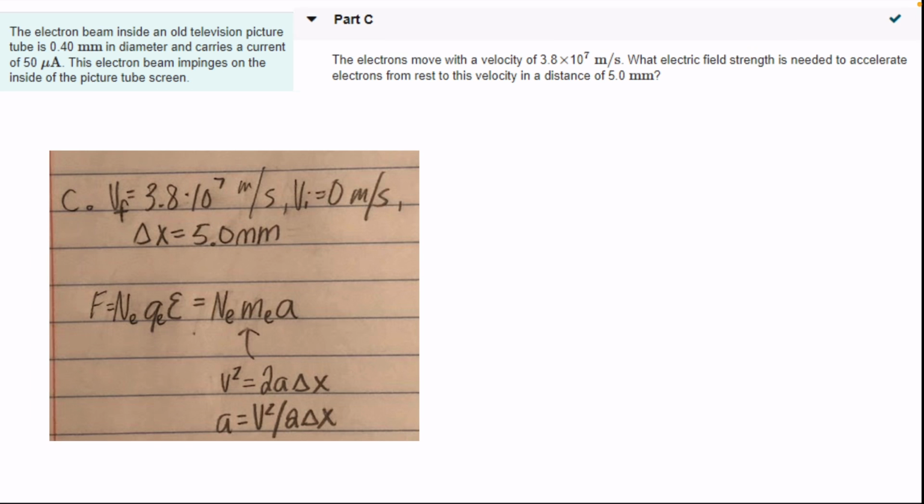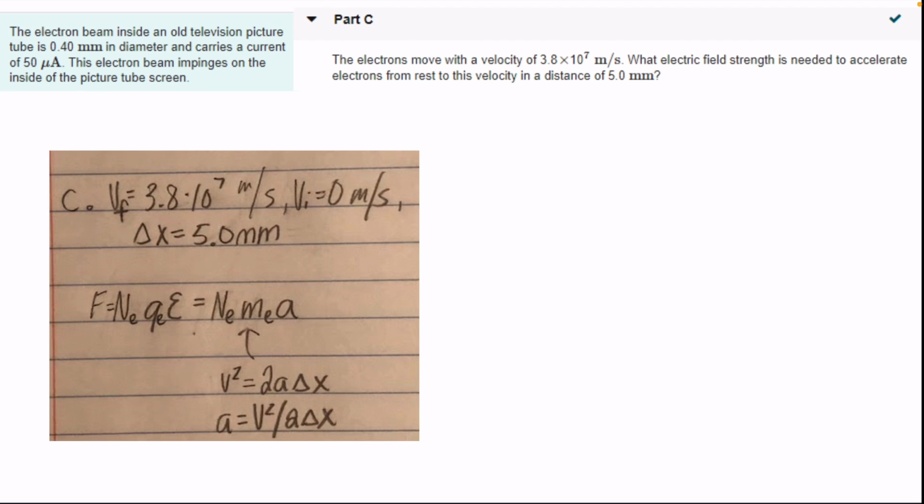Part C asks, the electrons move with a velocity of 3.8 times 10 to the 7th meters per second. What electric field strength is needed to accelerate electrons from rest to this velocity in a distance of 5 millimeters? So we were given some new information, obviously those velocities and the distance, but we're trying to solve for electric field. So the key thing here is just finding equations that contain all of that information.